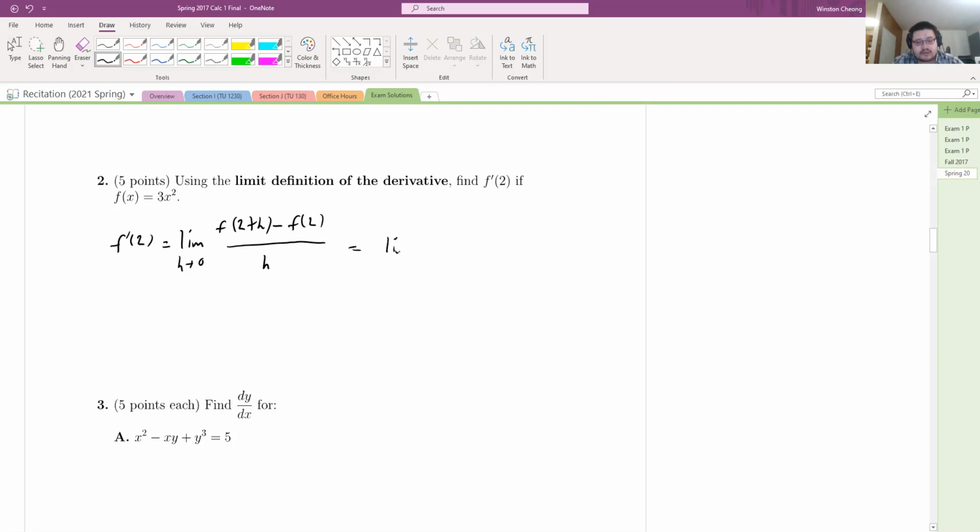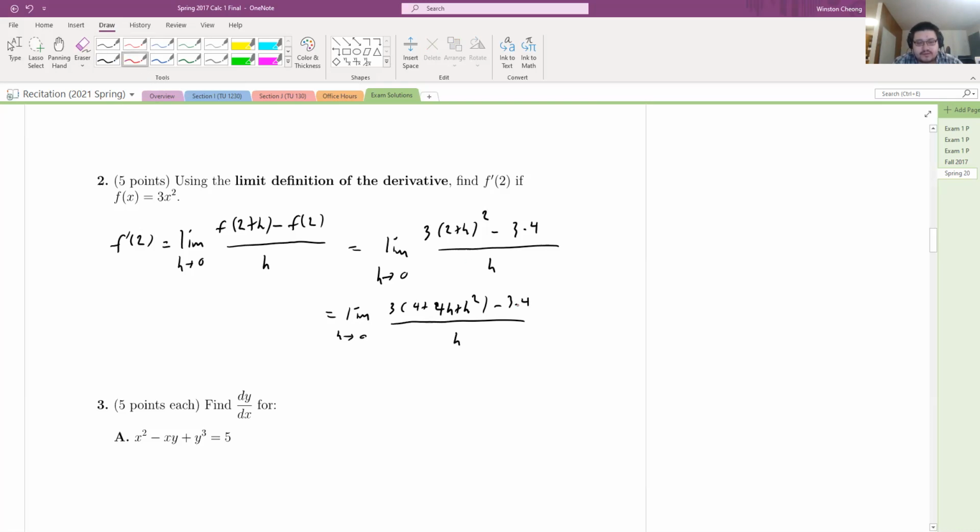Okay, and let's go ahead and plug things in. So 3 times the quantity 2 plus h squared minus 3 times 4, over h, and then I'm going to expand this out algebraically. 4 plus 2 times 2 times h, so it'll be 4h plus h squared minus 3 times 4, all divided by h.